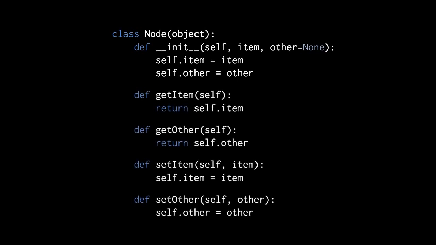As for the other methods of our class, the things we want to do with our node is retrieve the item, retrieve the value with getItem, also retrieve the node pointed to by this node with getOther, change the value of the node with setItem, or lastly, change which other node is pointed to by this node with the setOther method. So a getter and setter for the value of the node, and a getter and a setter for the reference to another node.